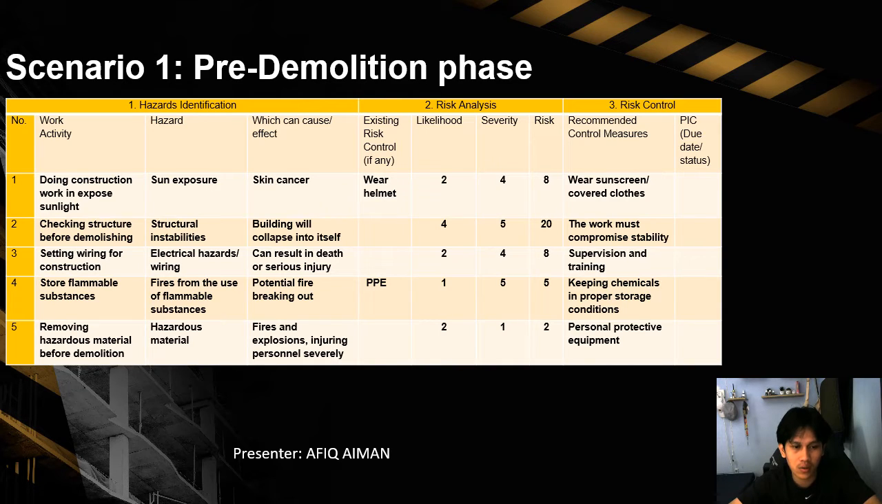The hazard while doing this work activity is sun exposure, which can cause skin cancer, and the way we will control the risk is to wear a helmet while doing the construction work. The likelihood for this work activity is 2, the severity is 4, and the risk is 8. So the risk control for this work activity is to wear sunscreen or covered clothes.